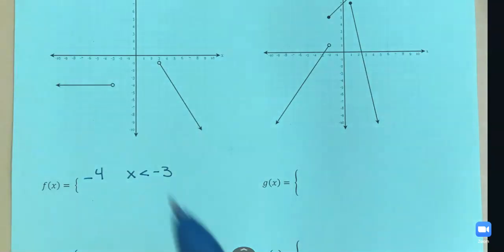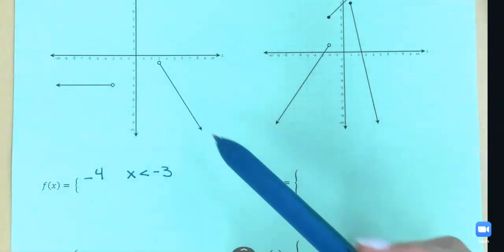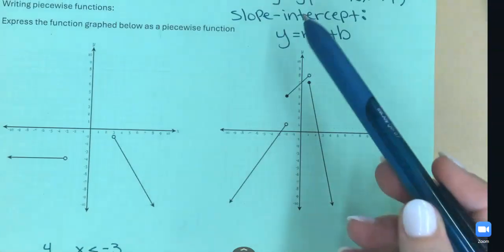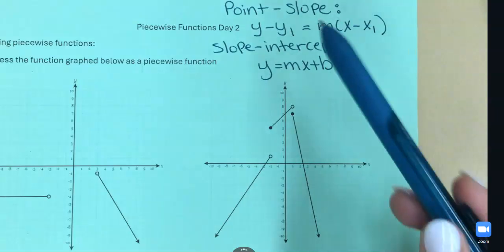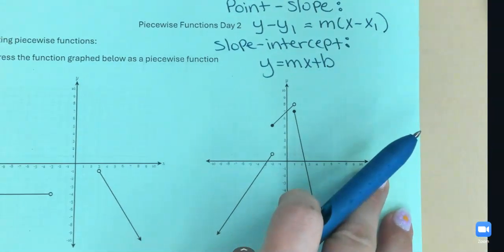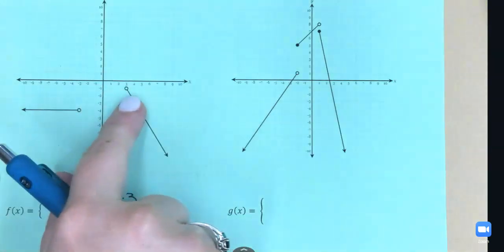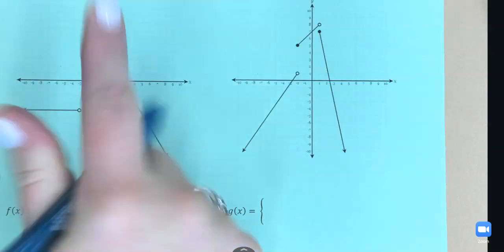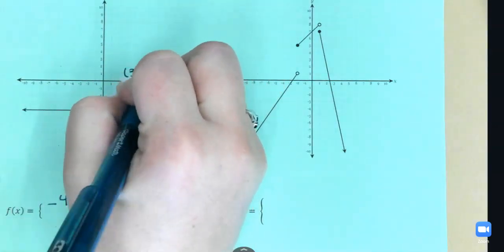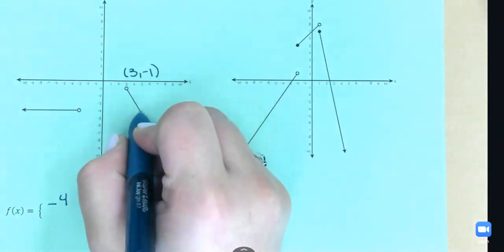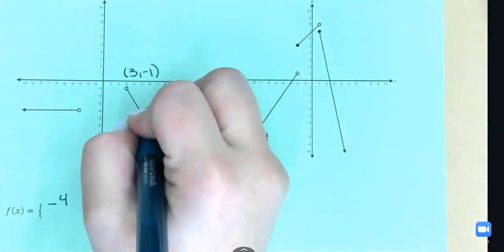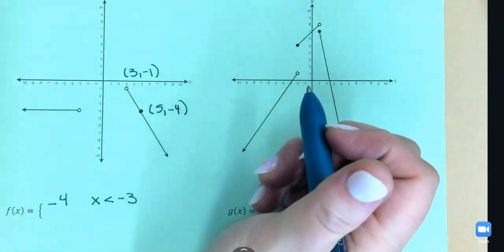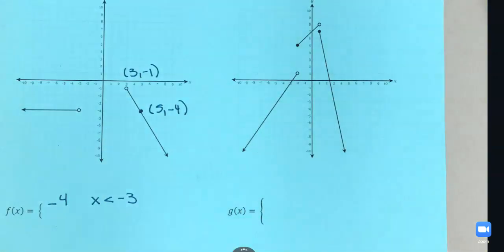Moving on to the second one, this one is not a horizontal line, so I'm going to have to figure out its slope. Either way, if I'm doing point slope or slope-intercept form, I'm going to need to know the slope of my line. So I need 2 points on this line. Well, here's one. It is an open circle, but I can still use it to help find my slope. That is at (3, -1). And another point that I can see clearly where it passes is at (5, -4). So I can use either of those to determine the slope of my line.